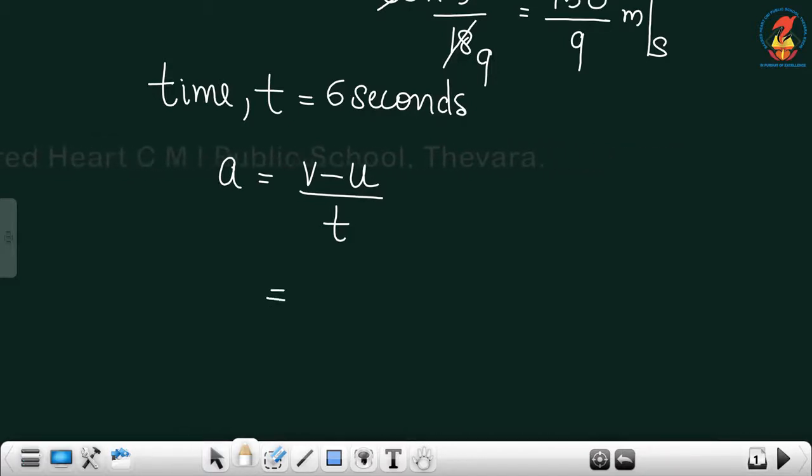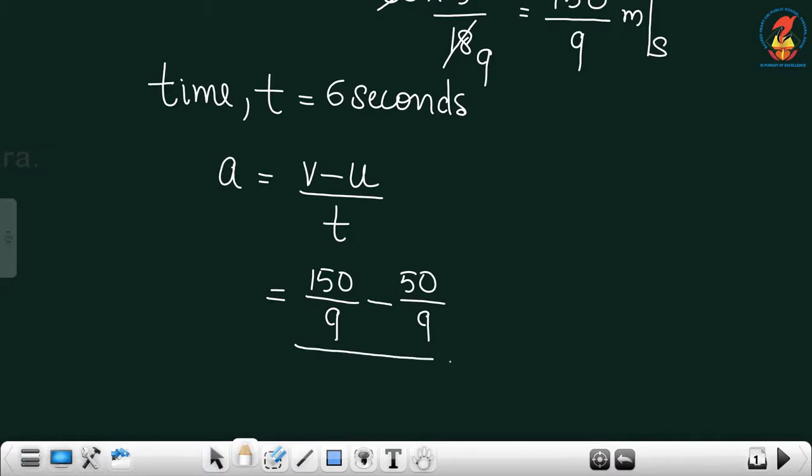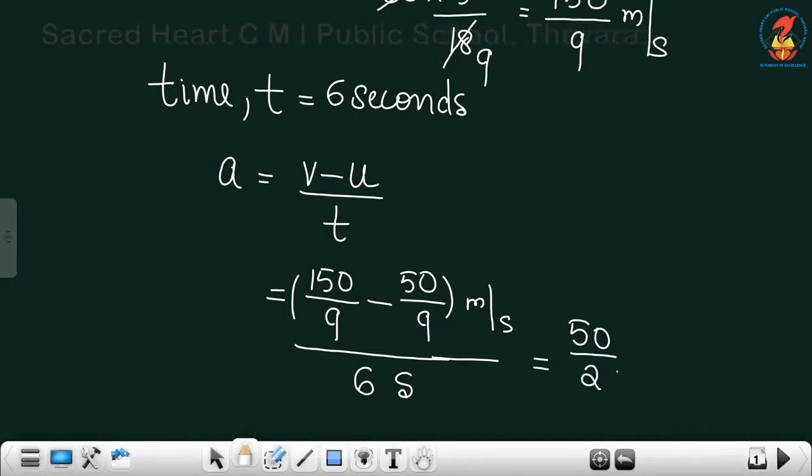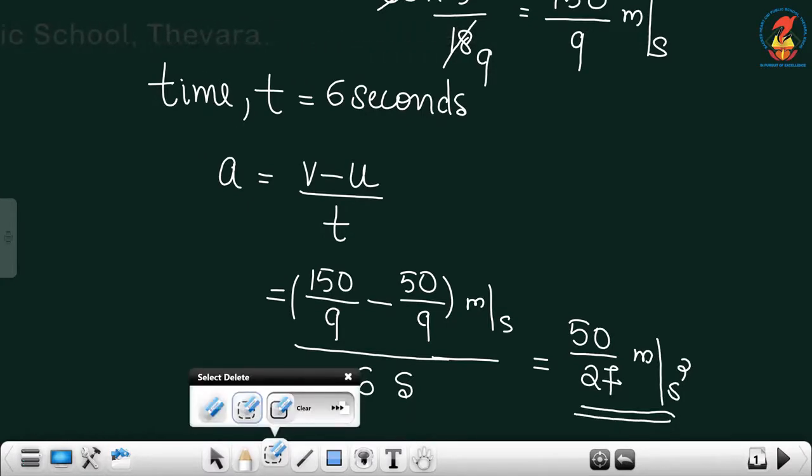So that is equal to, final velocity is 150 by 9 minus initial velocity is 50 by 9, divided by 6. So its unit is meter per second, and this one unit is seconds. So when you do this calculation, you will get the answer 50 by 27 meter per second square.